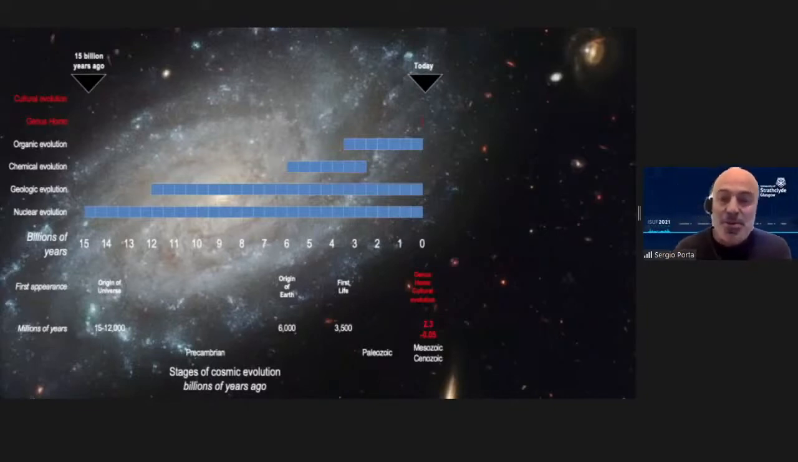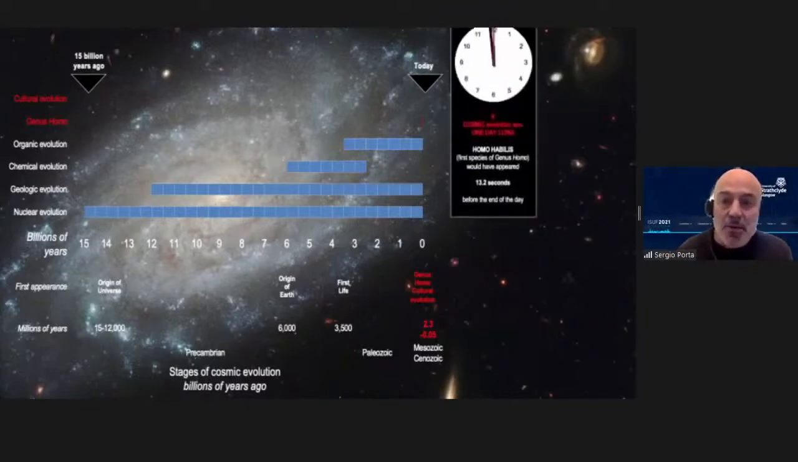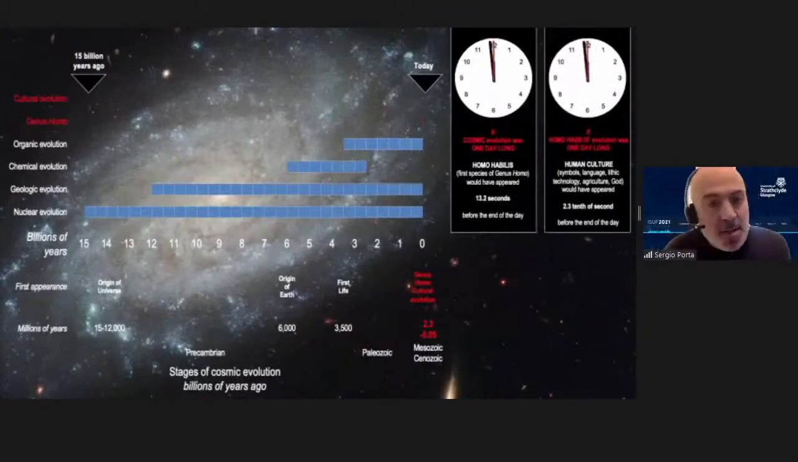And long story short, look how thin our evolution as a species is, which is this very, very, very thin red line here. We started very, very late in the process of evolution of the cosmos, of the universe. So if the evolution of the cosmos was 1 day long, 24 hours, we would have appeared 13.2 seconds before the end of the day, before midnight.